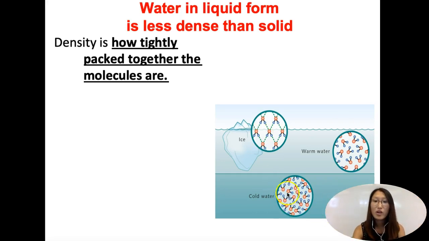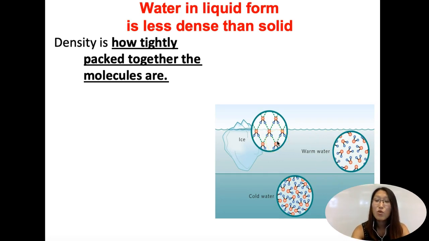So between cold water and warm water, cold water has molecules more densely packed, and warm water has them less densely packed. This is pretty normal. This happens to all molecules. But between water and ice, this is something that doesn't happen as often.